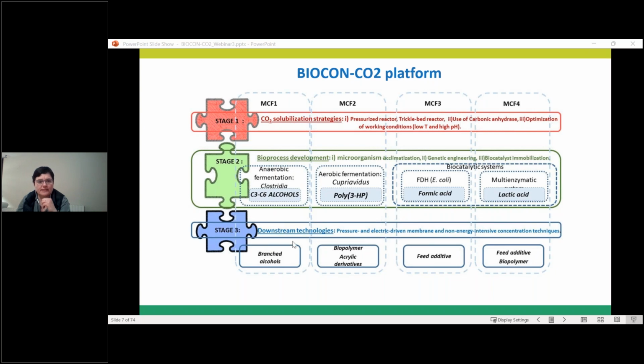We are also studying, during the project, the possible application of these compounds, these chemicals and plastics that we are producing, in different industrial sectors. From one side, the branched alcohols, biopolymers, as you can see here, but also as feed additives.